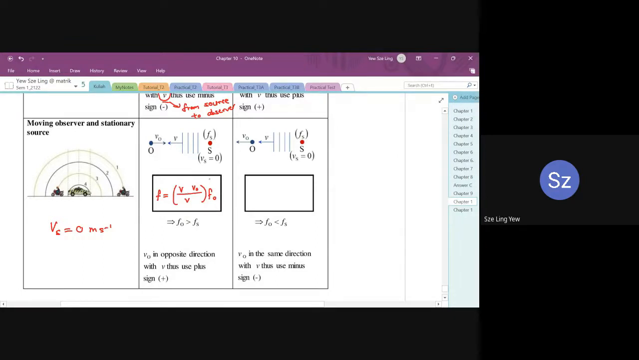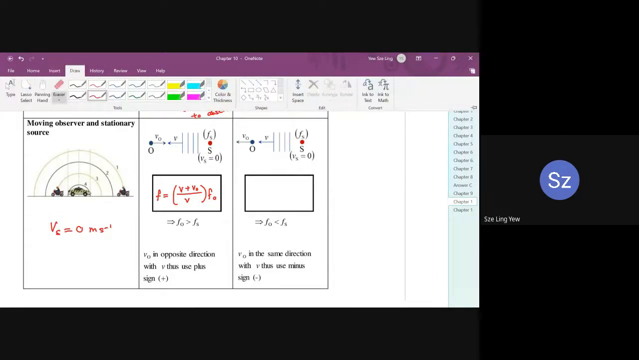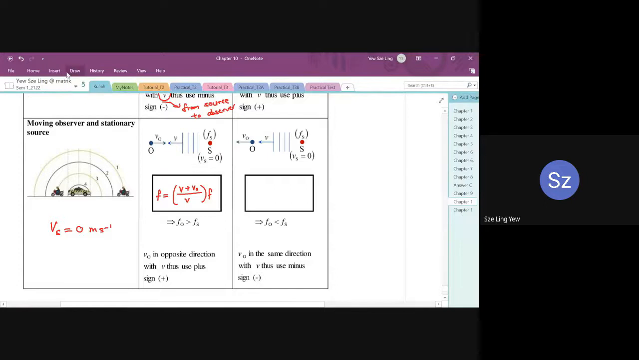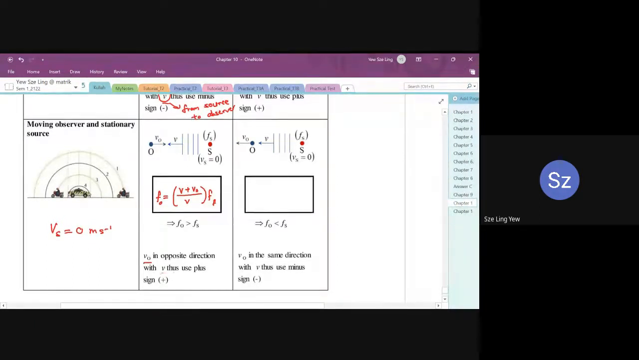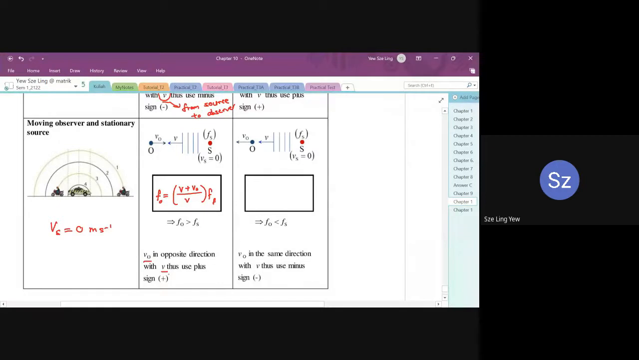Now, you are moving towards the source. Of course, the sound will get higher. Therefore, we use a plus sign here. Oh, I used the wrong subscript, sorry. The subscript should be S. Because now we want to have a higher FO, we need to use a plus sign in order to get a larger value. VO and V are in opposite directions. Therefore, we use a plus sign.